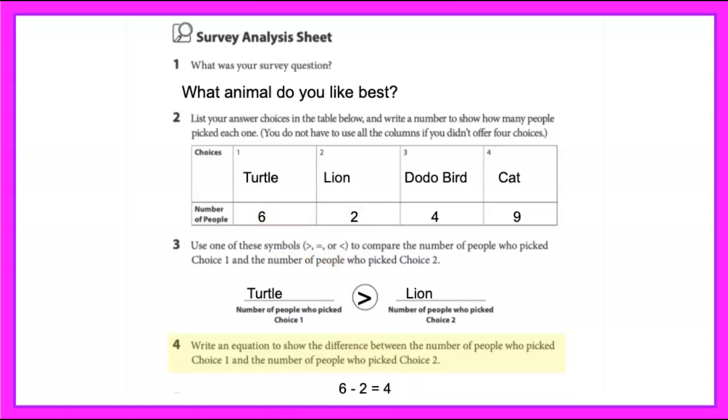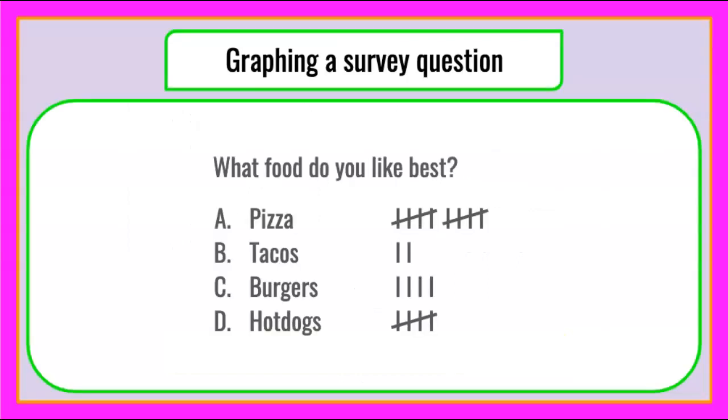Now that you really know what to do with your survey and how to answer your questions, we are going to look at the question we're going to graph in Seesaw. So you're going to graph the question, what food do you like best? Here's how many students chose pizza, how many students chose tacos, burgers, and hot dogs. Remember, this line through our tally marks means 5. You'll count it as its own tally. 1, 2, 3, 4, 5.